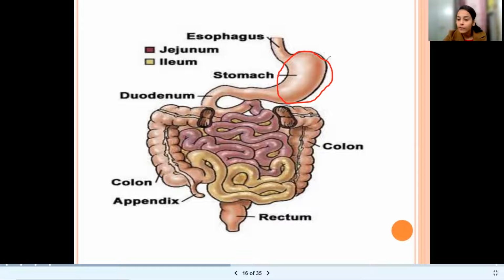Now, what is the main function of hydrochloric acid present in the stomach? Basically, it activates the enzymes. Which enzymes can you tell me? Yeah, it activates pepsinogen and converts it into pepsin. Now pepsin acts on the proteins.